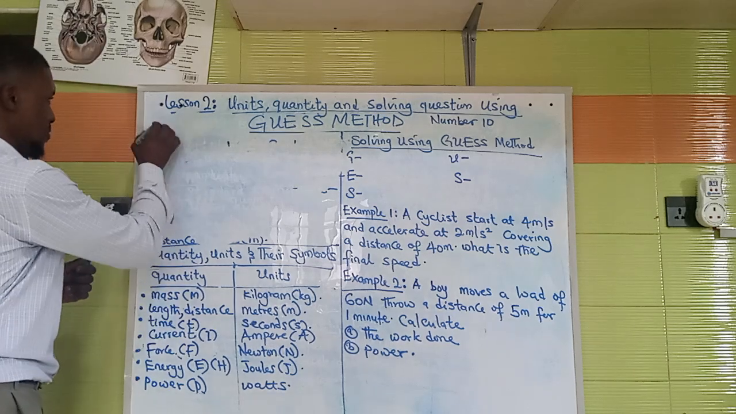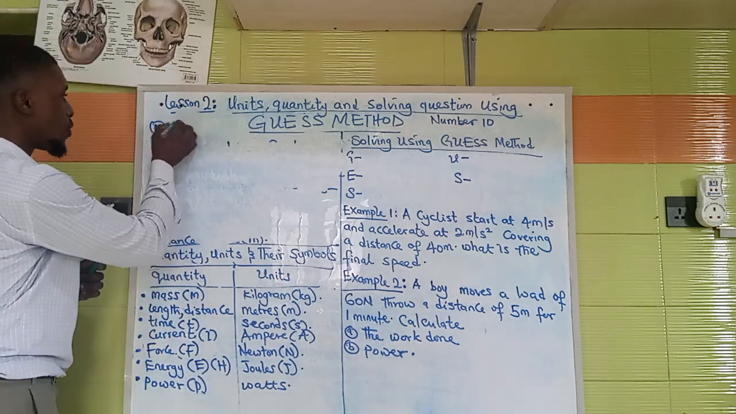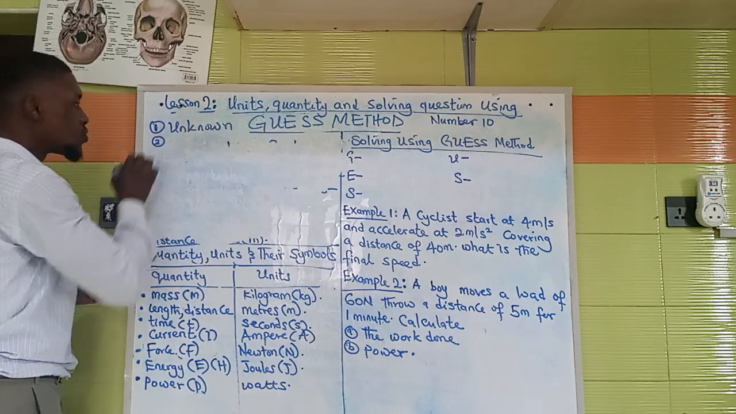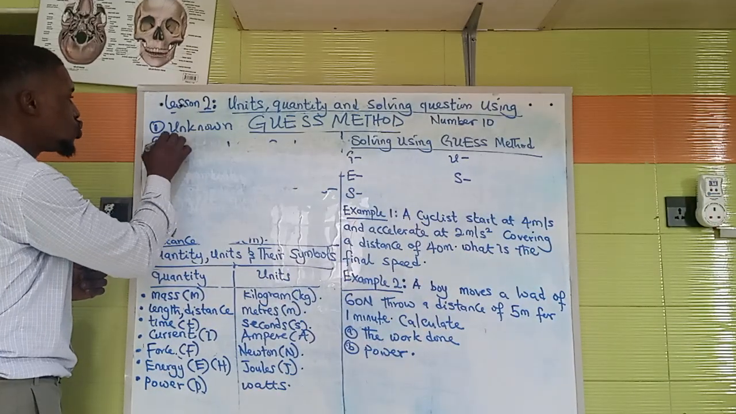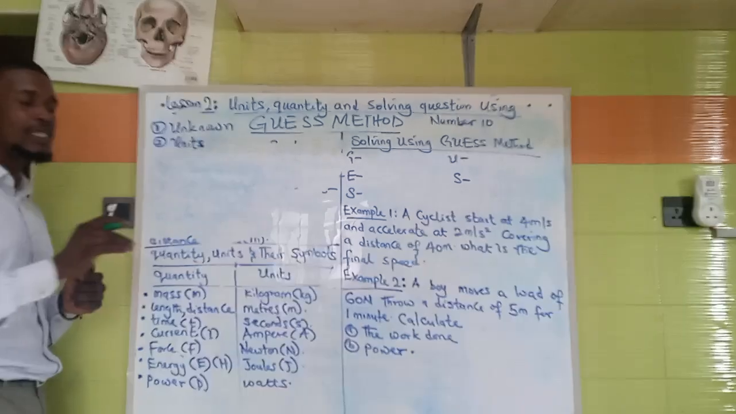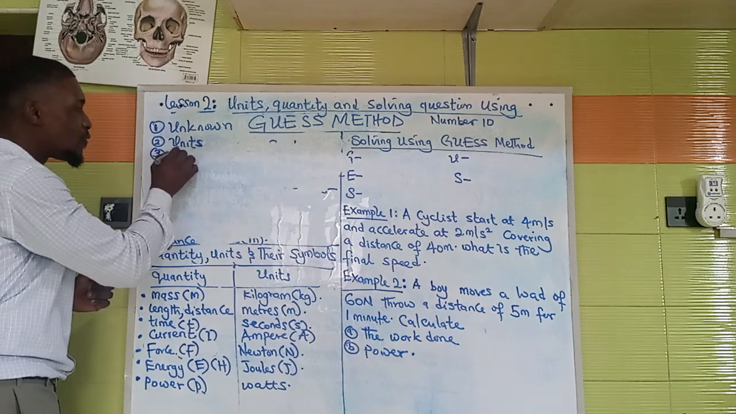Number one, you must know what you're looking for, that's your unknown. Number two, you must know the units. You must be able to identify the units and symbols. And then number three, the right formula.